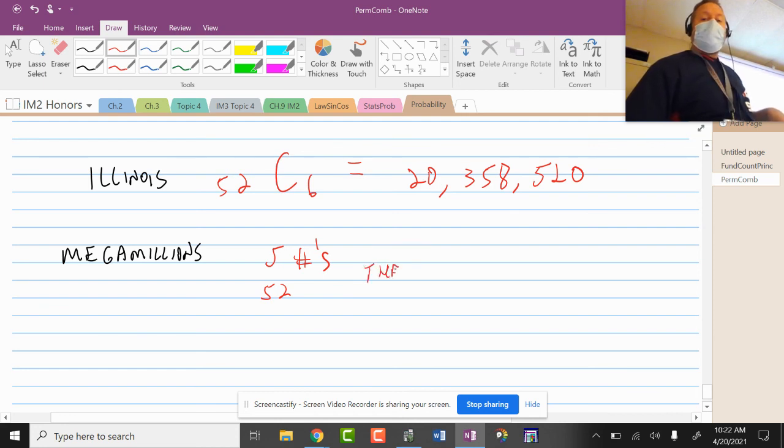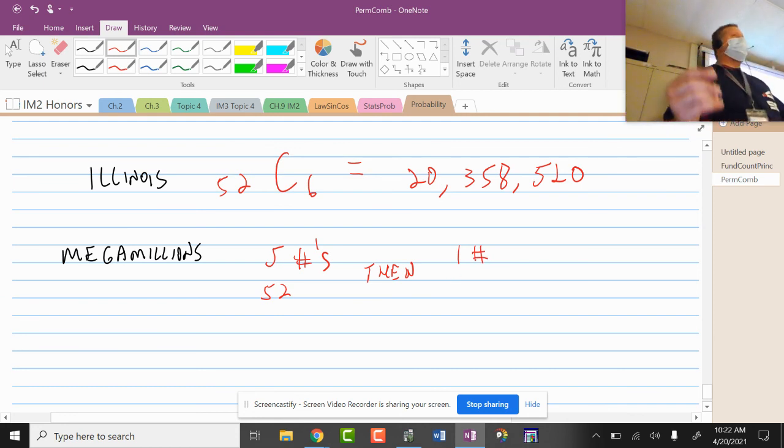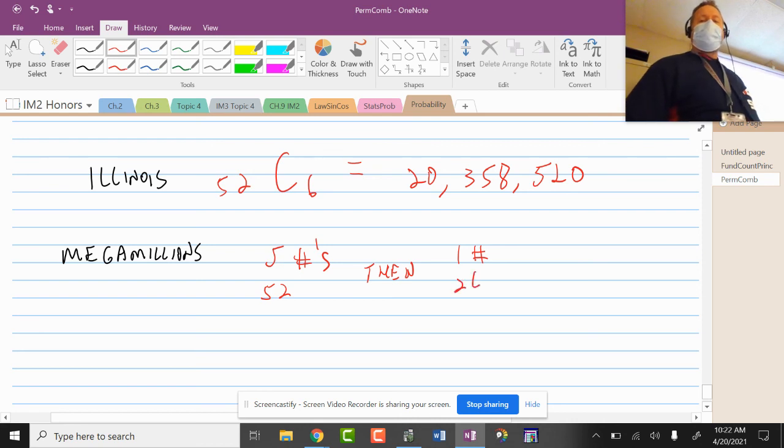Then you pick one number, that's the Powerball, out of a list of like, I think Powerball is like 26 numbers. So I think I'm kind of doing this question for you here. So here's how this is different. And I think this 52 might be wrong. It might be even more numbers from there.